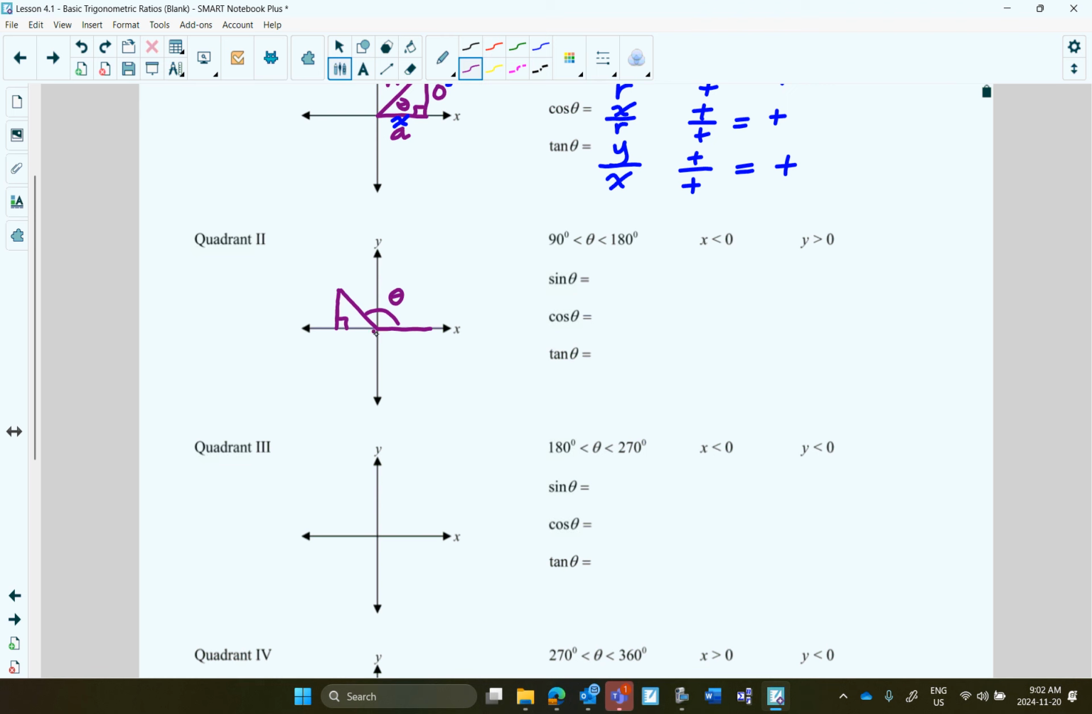And notice the sides change a little bit. R is still going to be positive. Hypotenuse is still going to be positive. But notice I'm going to the left on the x, so it's actually negative x. But I'm still going up on the y, which means it's positive y.